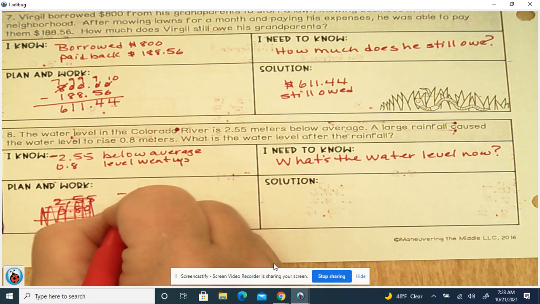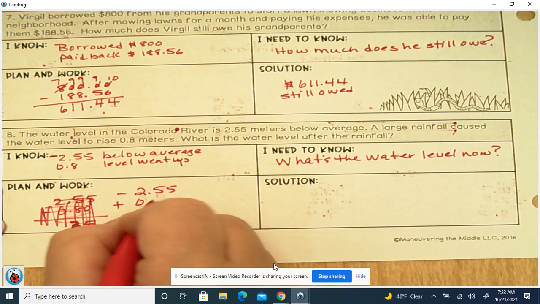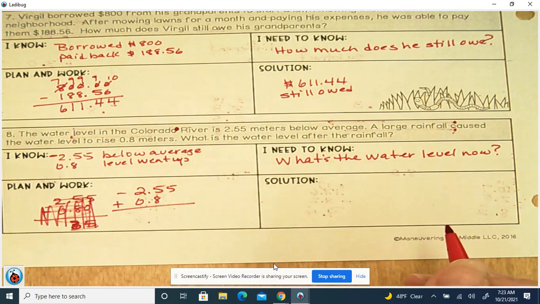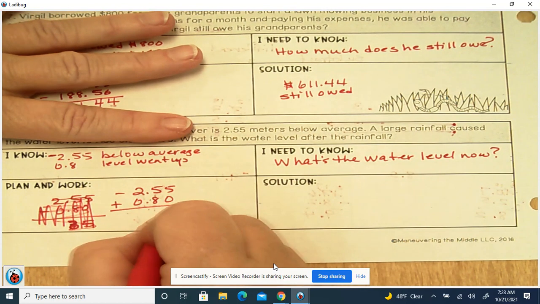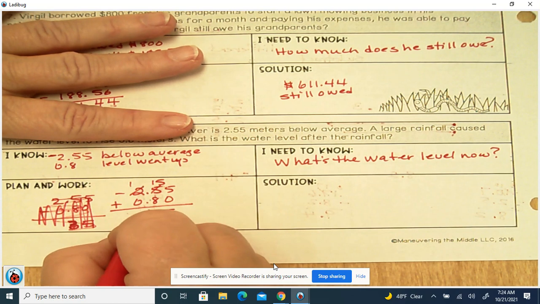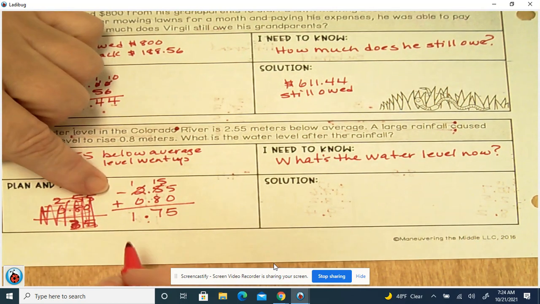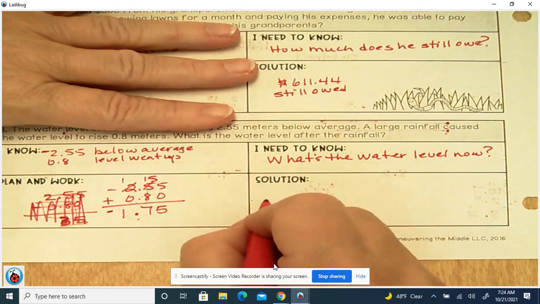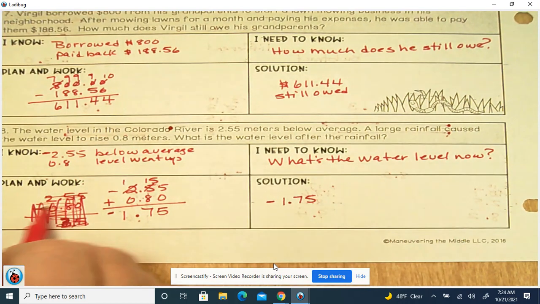Let's do this. Negative 2.55 plus 0.8. Different signs means we've got to subtract. So 5 minus 0 is 5. Borrow from here, make that a 15. That's a 7, and then a 1. And then the 2.5 is negative, so that sign stays negative. Sorry about that, guys. That does say below right there.